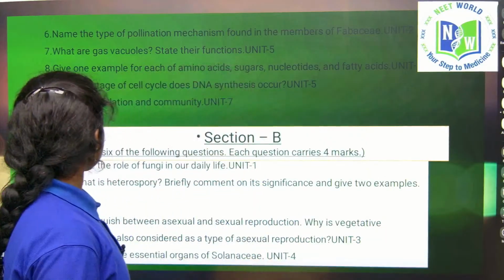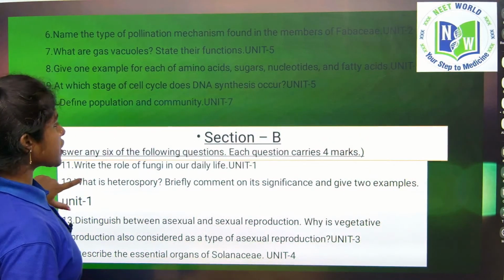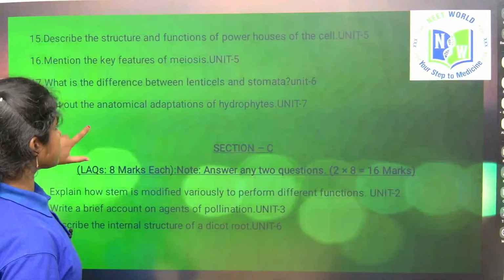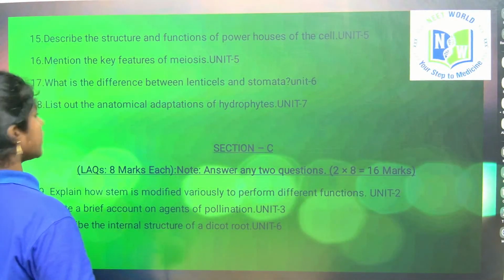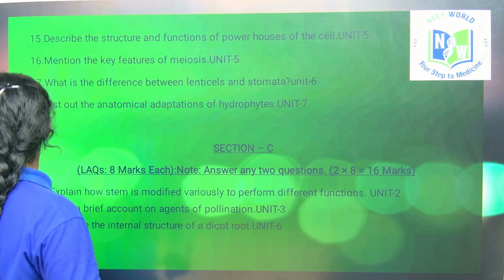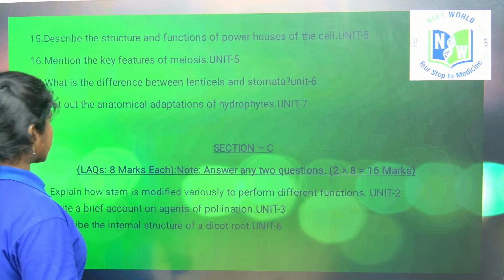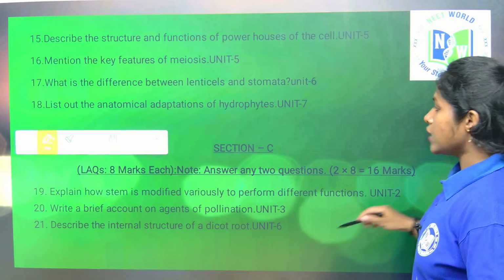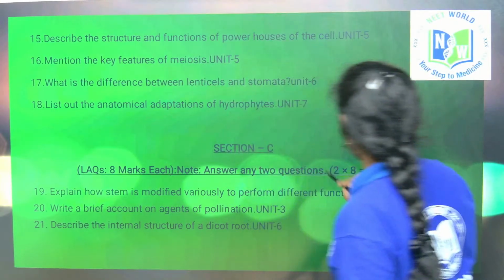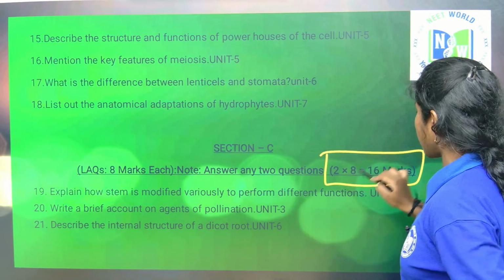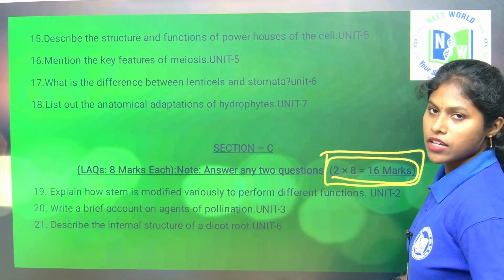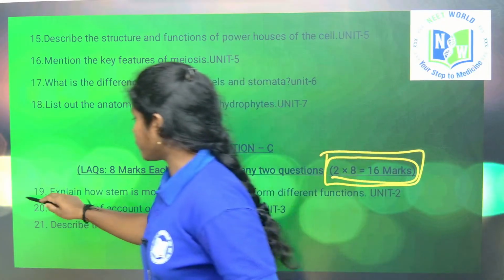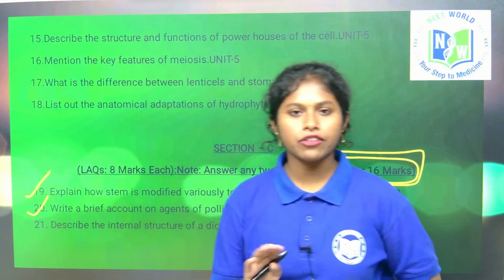So coming to Section C, children, each carries 4 marks in Section B. See here is the 8 marks question. They will give 3 questions in Section C. Each carries 8 marks, total 16 marks. You just have to write any 2.